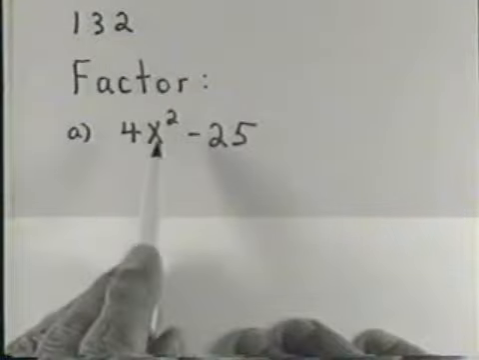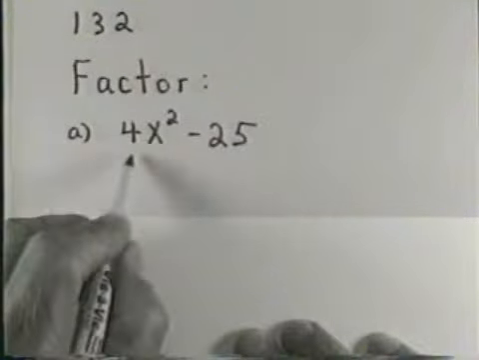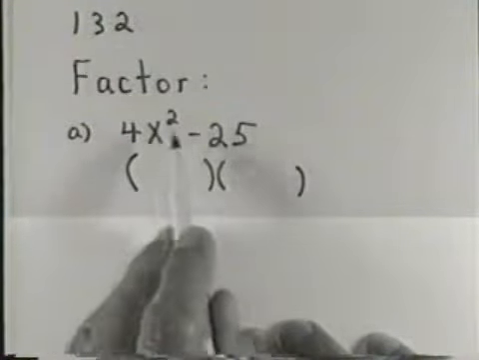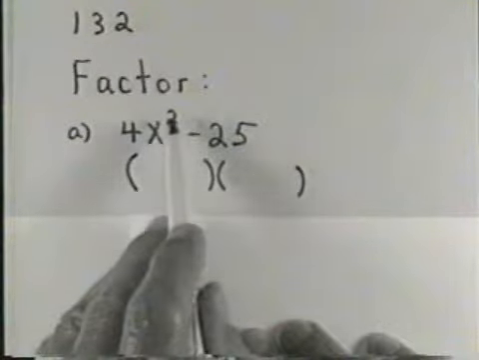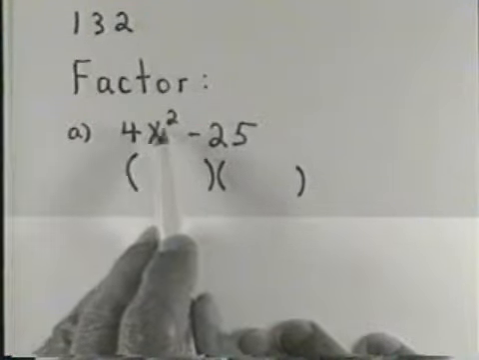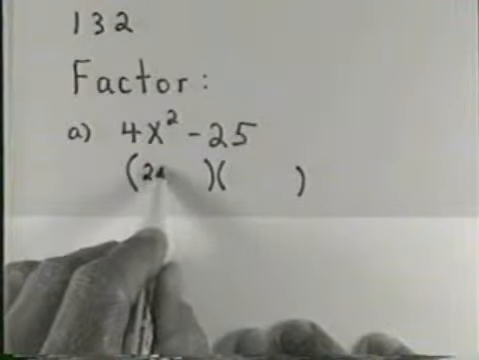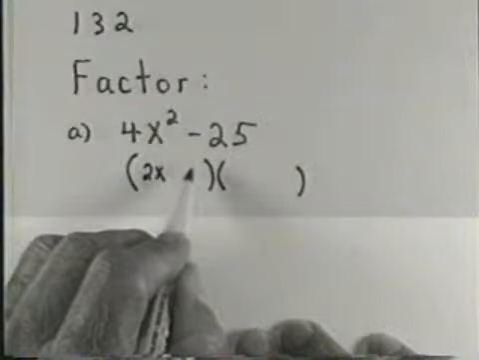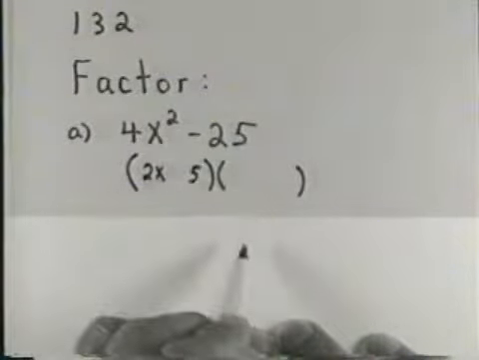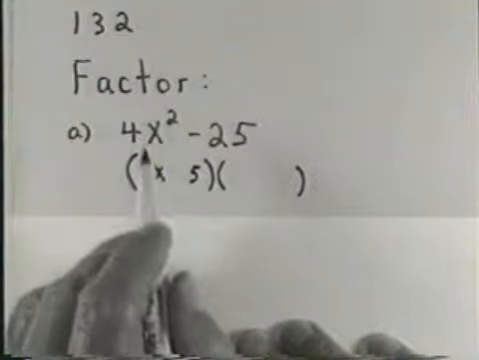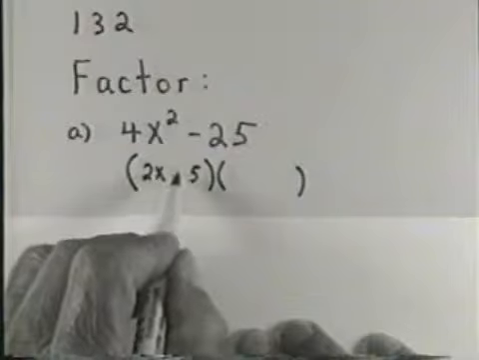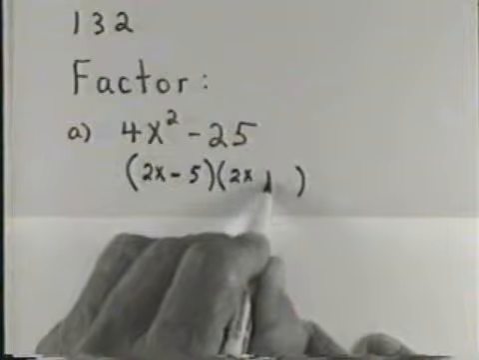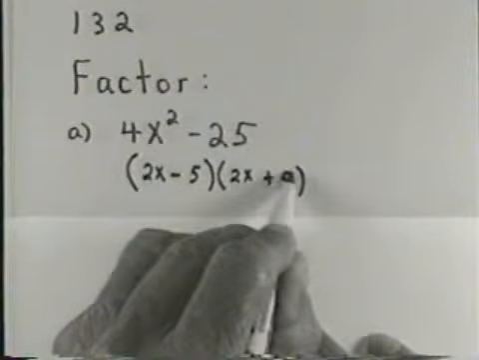Let's factor 4x squared minus 25. Well, I'm going to factor it into two parts. This is the difference of two squares. 4x squared is a square. The square root of 4x squared is 2x. 25 is a square. The square root of 25 is 5. The difference of two squares is the square root of the first minus the square root of the second, times the square root of the first plus the square root of the second.